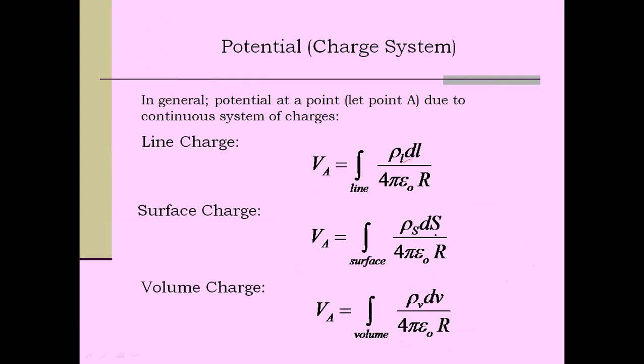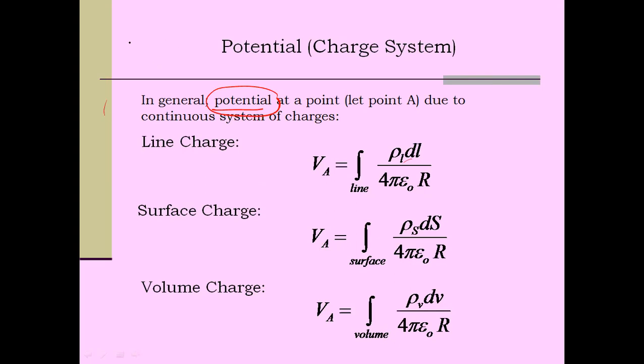A surface charge is written as rho S dS, and the volume charge is written as rho V dV. We can also use this equation to calculate the potential due to a continuous charge distribution: the line charge, surface charge, and the volume charge. Also remember, this is the potential at the point, defined to be an absolute potential.